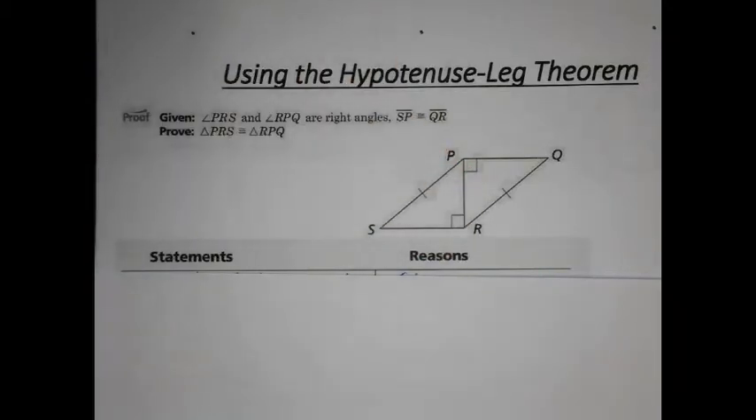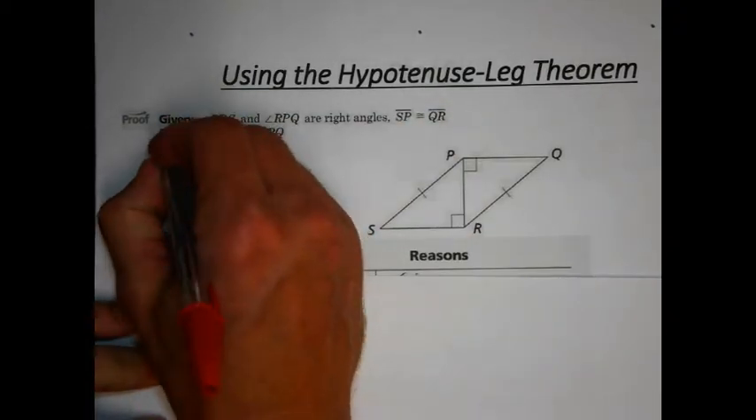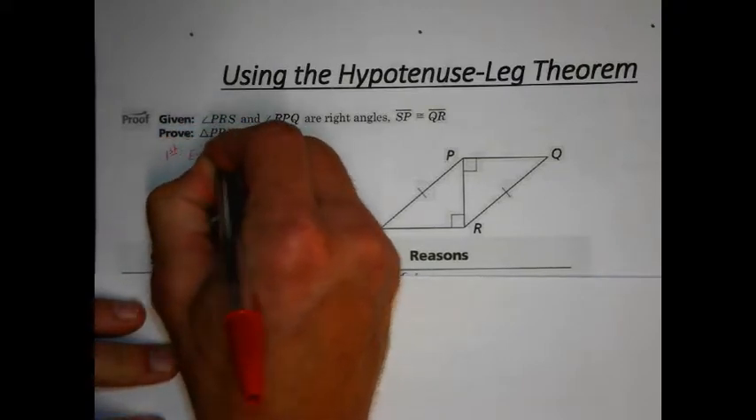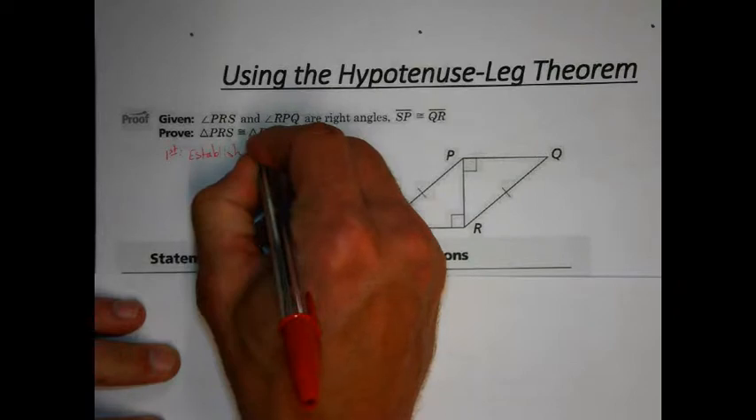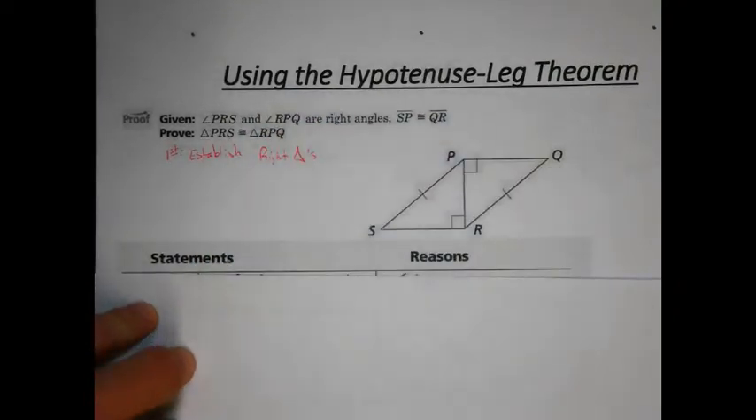But there's a method to the madness. When you're dealing with the hypotenuse leg theorem, there's a method to the madness. The first thing we have to do is establish that we're working with right triangles. Okay, we must establish that. We can't assume it in a proof. We must establish it in a proof. So we have to establish that we are working with right triangles.